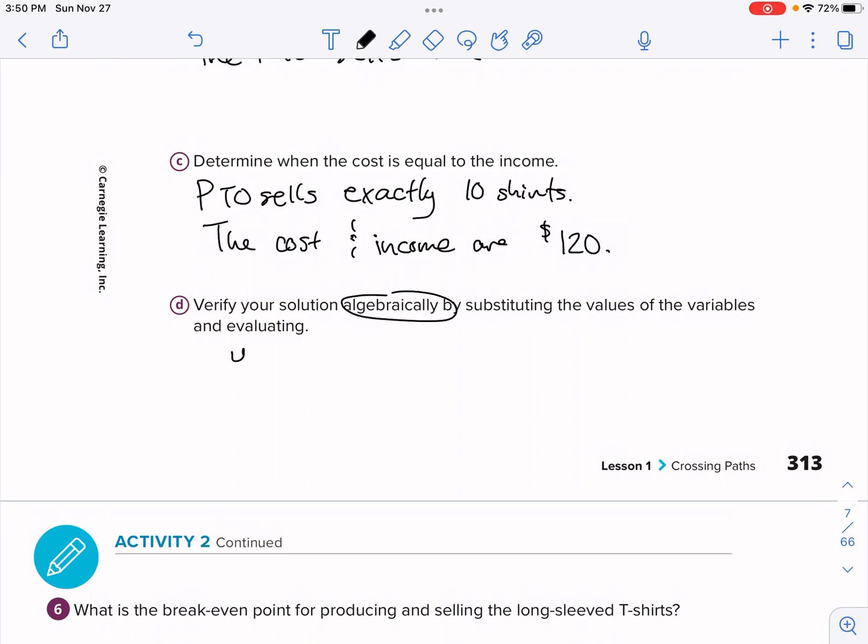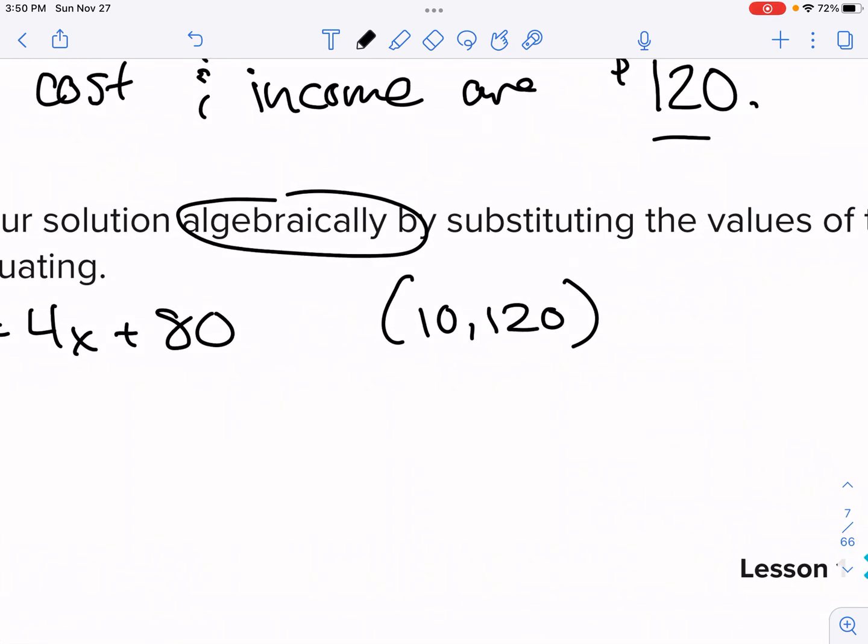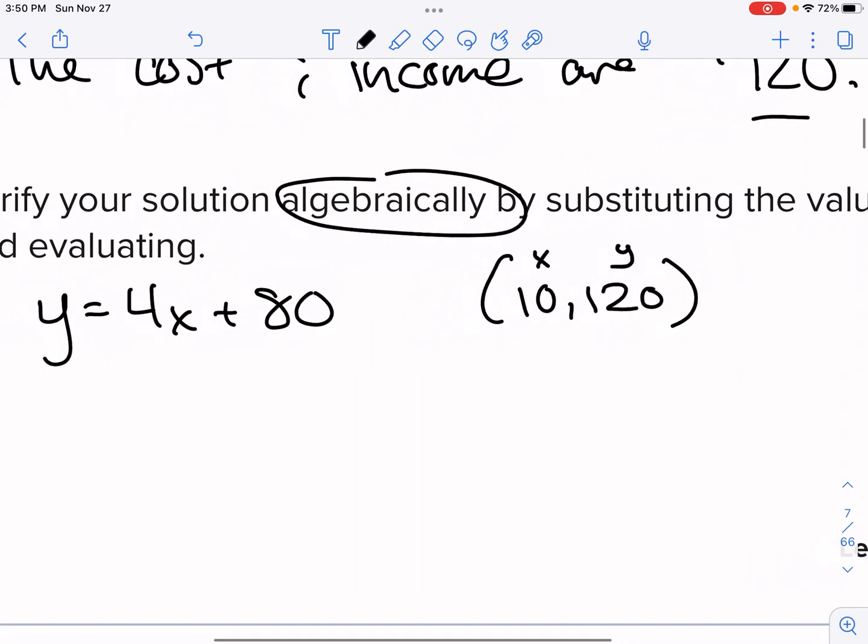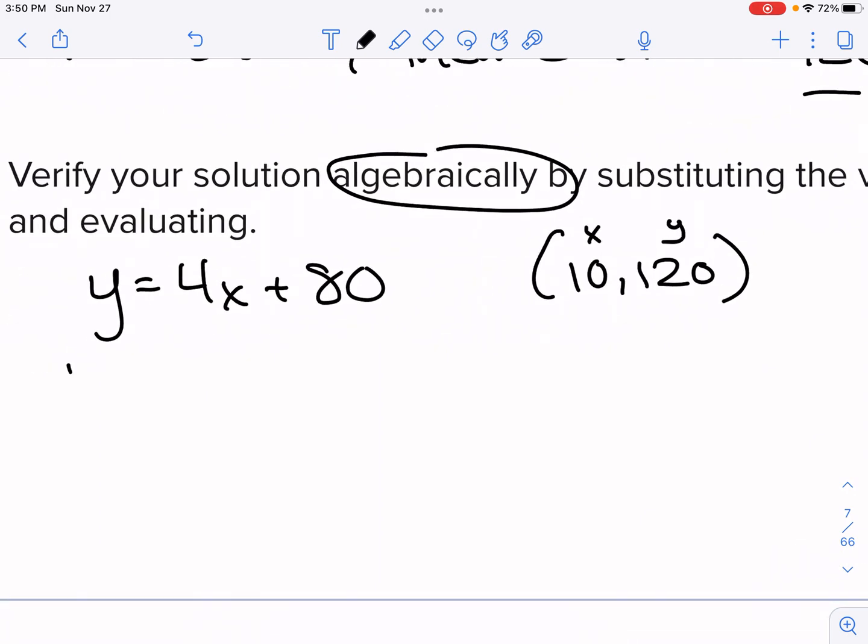So let's write the first equation, y equal to 4x plus 80. And then our solution is actually using these two values here. It's 10 shirts, comma, $120. So we're going to plug that in for x and y. So instead of y equal to, we'll have 120 equal to. Instead of 4x, it'll be 4 times 10. And we'll keep this plus 80. Okay, so same thing that we did in activity 1.